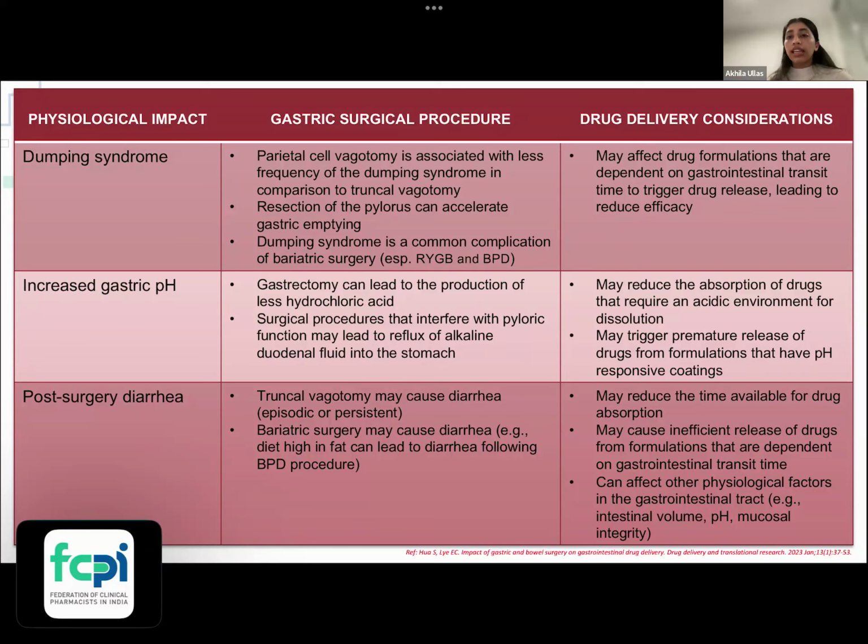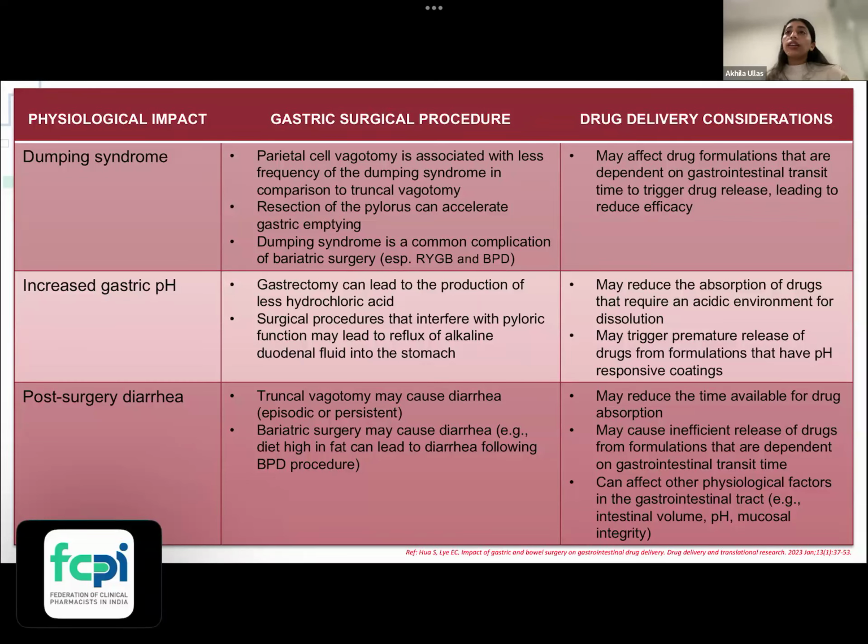And post-surgery diarrhea, like after truncal vagotomy, this causes post-surgery diarrhea. Bariatric surgery can also cause it, for example a high-fat diet can lead to diarrhea. So this will again reduce the time available for drug absorption, and lead to insufficient release of the drugs. Physiological factors in the gastrointestinal tract, like volume, pH, and mucosal integrity, all affect the absorption of the drugs.